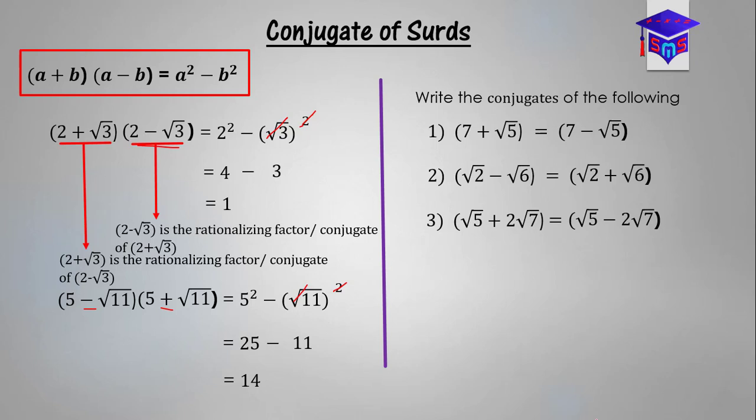Yes, you're right. And then the last one, if you have 4 root 3 plus 8 root 13, what do you think the conjugate will be? The conjugate is going to be 4 root 3 minus what? 8 root 13. You just change the sign in front of the second term.